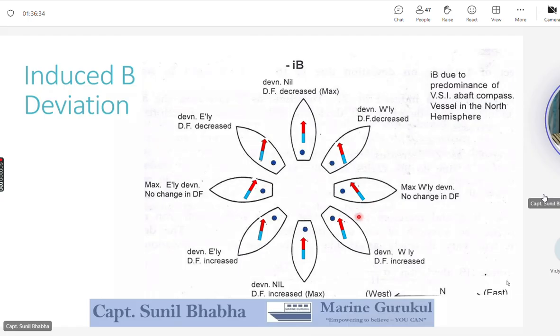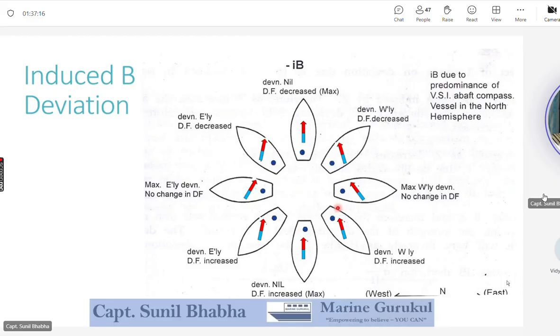When the ship goes on a southeasterly heading, the funnel blue pole is to the northwest of our compass, and again the blue pole of the funnel attracts the red end of our compass needle, and a westerly deviation is generated. But the westerly deviation now starts to reduce. The westerly deviation reduces because the blue pole, which is generating this deviation, is now no more at right angles to the field of the Earth, and has started coming in line with the Earth's magnetic field.